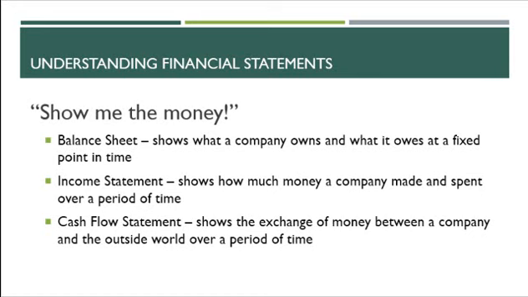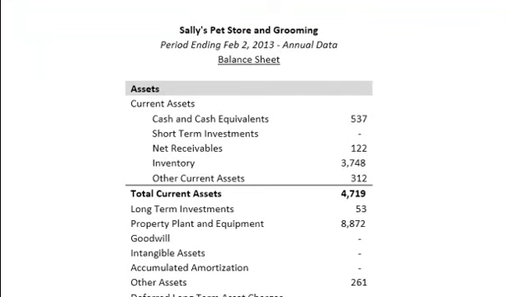Let's take a closer look at each one of those documents. We'll start with looking at the balance sheet. So as we mentioned before, a balance sheet provides detailed information about a company's assets, liabilities, and stakeholder equity. You're probably going, what? Let's explore each one a little bit more.